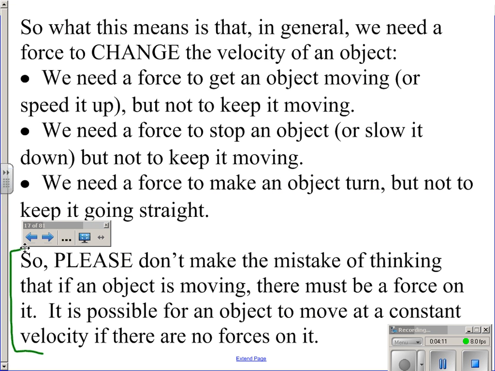All right? This next chunk here is huge, and I already sort of alluded to this at the beginning of the video. It says, so please don't make the mistake of thinking that if an object is moving, there must be a force on it. All right? It is possible for an object to move at a constant velocity if there are no forces on it. Okay? I think what's confusing about this is you need a force to get it moving, but once it's moving, you don't need a force to keep it moving. And I think that this first example I'm going to show you will help clarify that a little bit. Okay? So if you haven't already done so, pause this and write it all down.